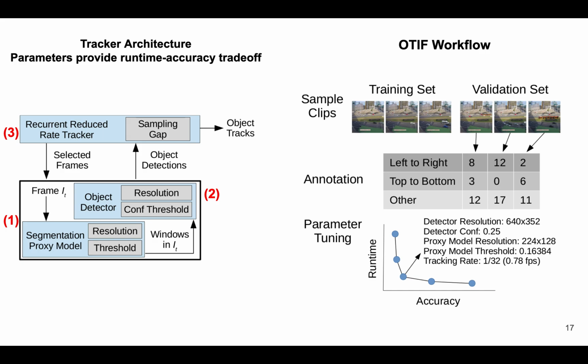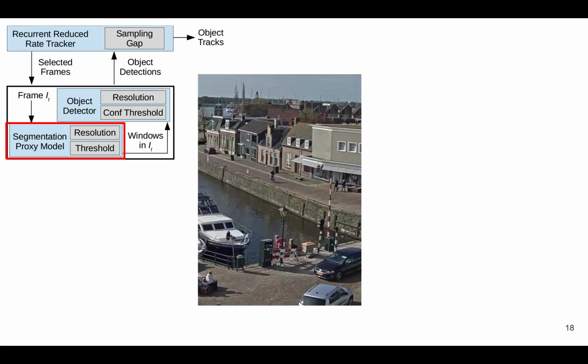So we do have these 5 parameters we need to tune, and the workflow to do that is really a sampling-based approach, where we take our very large video corpus, maybe tens of thousands of hours of video. We sample a validation set that in our implementation consists of 60 1-minute segments of video, so 1 hour of video in total, and then we tune the parameters essentially in that validation set of video. We evaluate runtime and accuracy on the validation set and see what combination of parameters works well. So I'm first going to talk about the tracker architecture in OTIF, and then I'll briefly discuss the parameter tuning at the end. So I'm going to start with these 2 components in the detection pipeline, first the segmentation proxy model.